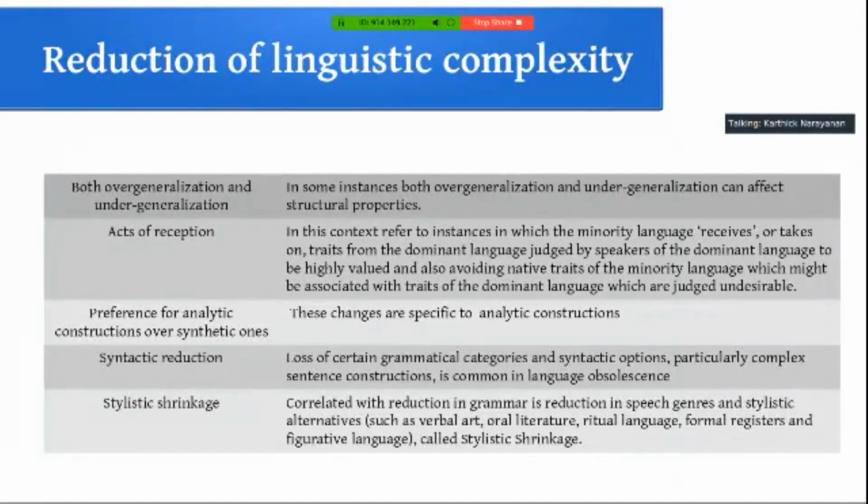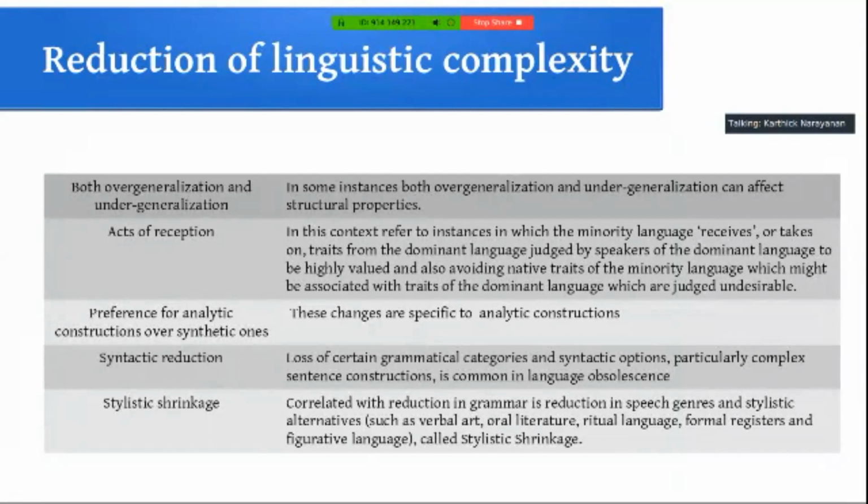Then again, there is a preference towards analytic constructions over synthetic ones. Again, it is restricted to analytic languages and synthetic languages, not to us. Okay, and then there is something called syntactic reduction. You see a lot of syntactic reduction. One of the very important examples that Lily describes, with a lot of literature, is the loss of ergativity in Dyirbal, which is a very important thing.